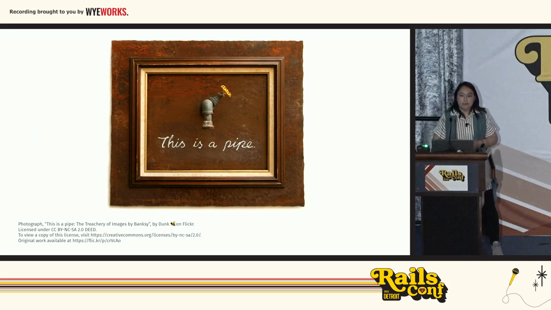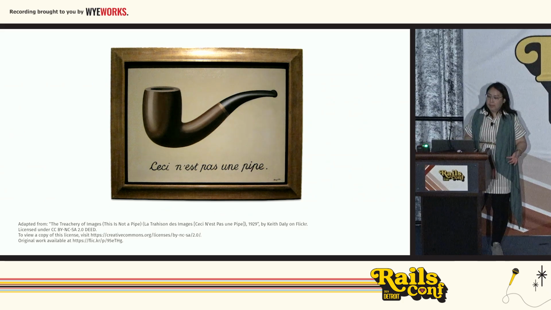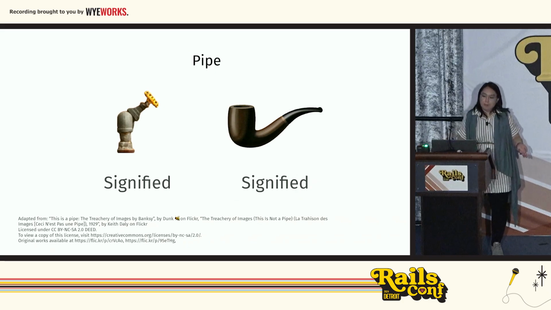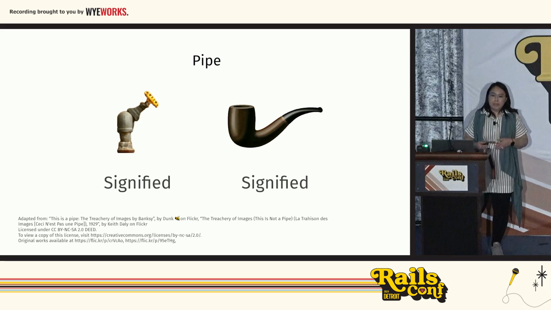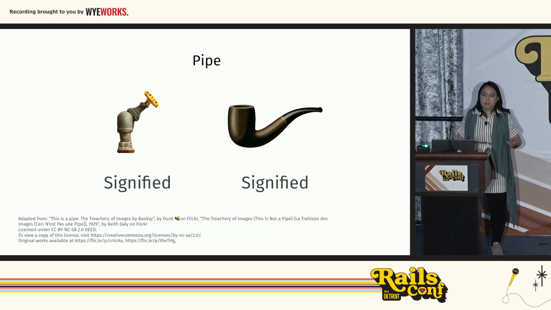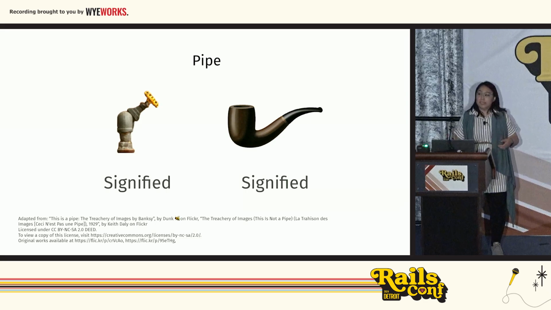So let's take another look at the Banksy piece. His piece is actually referring to an earlier work by René Magritte, and the message here beneath this pipe is translated to "this is not a pipe." We see here that the name pipe can be used to signify both a plumbing pipe and a smoking pipe. And within the context of each art piece, this is internally consistent, but when compared between these two art pieces, the semantic meaning becomes less clear.